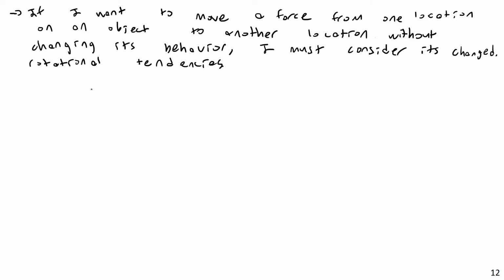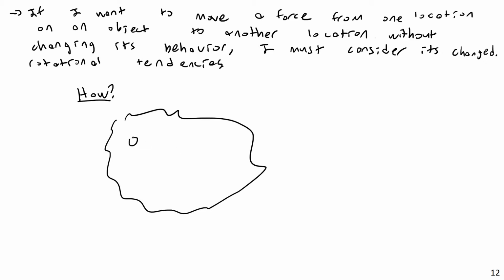But how do I do that? This is the question I have. How do I do that? So again, I have my rigid body here, and I want to move a force. Say I have a force here, and I want to move it to here. Well, if I move it from here to here, there's going to be a difference in rotational behavior. Now, ideally, what I would like to do is somehow apply some force to this that would cancel that out.